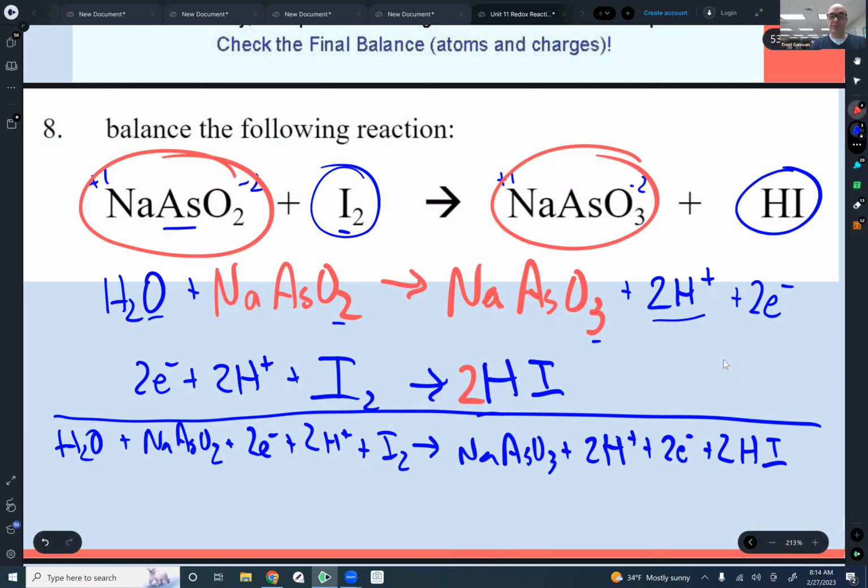Now the final step is that you cancel out similar terms. I've got 2 H's on both sides, they go away. I've got 2 electrons on both sides, they go away. Now I am finished. I have my completed answer. Everything that's left over is my final answer.